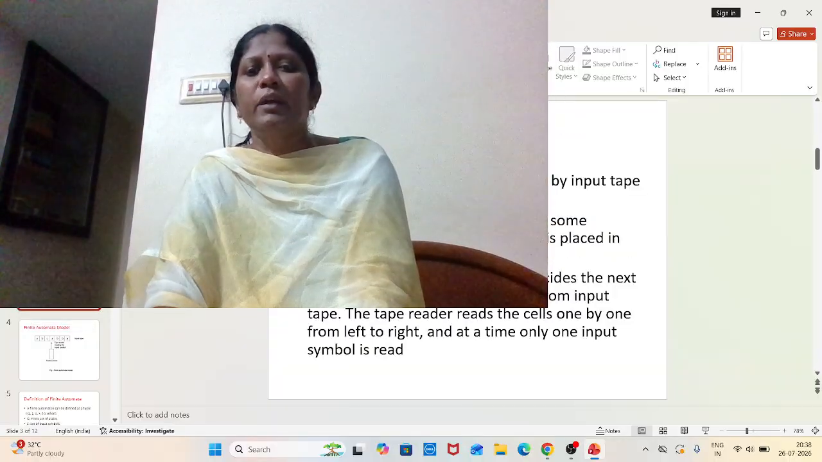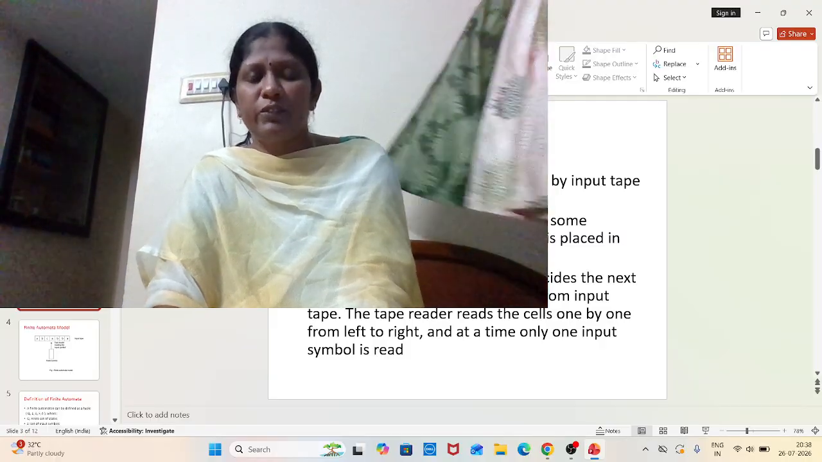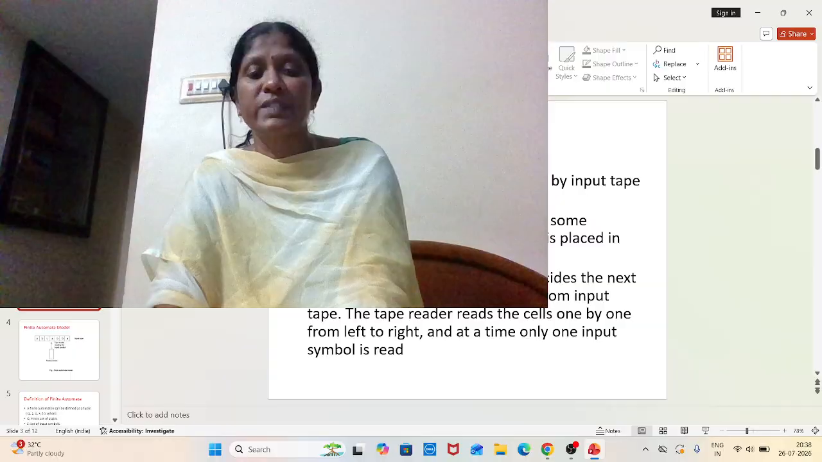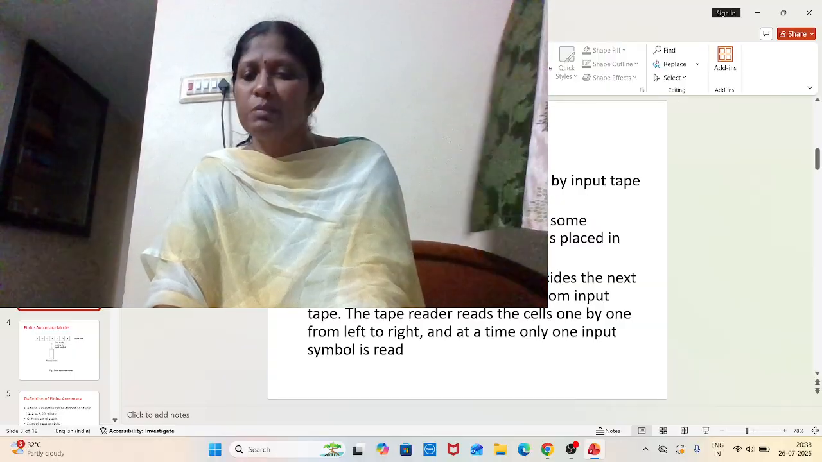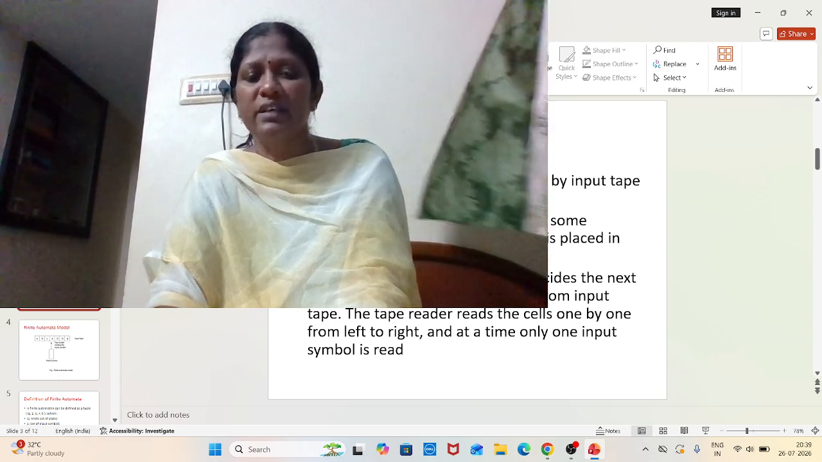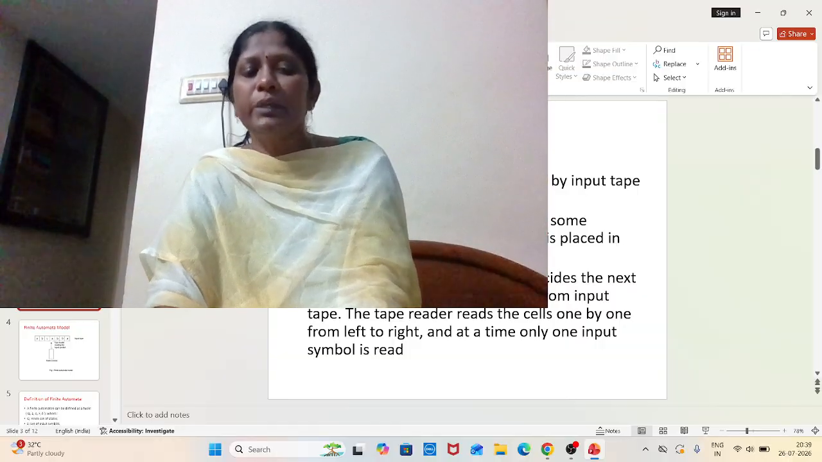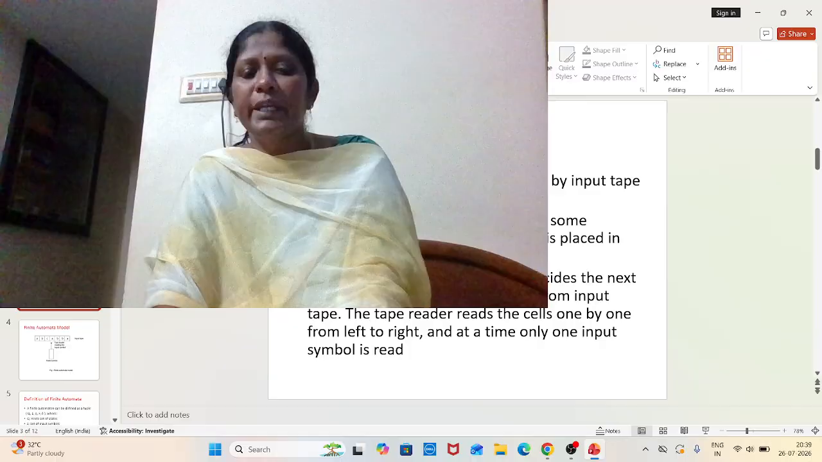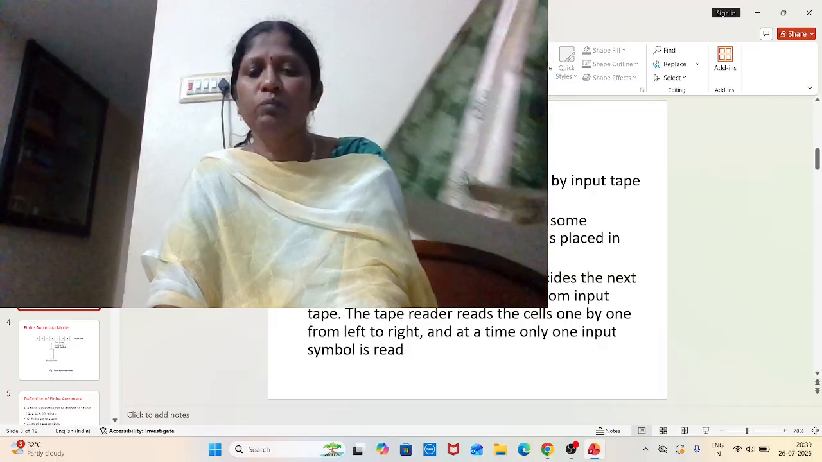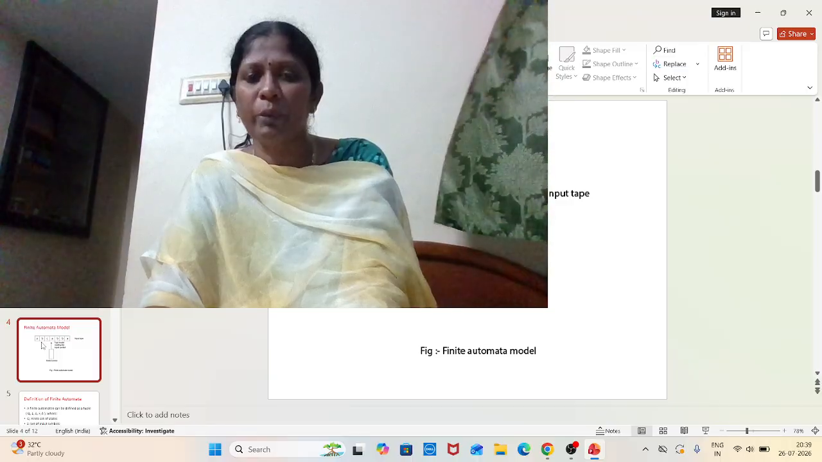Finite automata can be represented by an input tape and a finite control. First, the input tape is a linear tape having some number of cells. Each input symbol is placed in each cell. The finite control decides the next state on receiving a particular input from the input tape. The tape reader reads the cells one by one from left to right, and at a time only one input symbol is read. So this is the finite automata model.